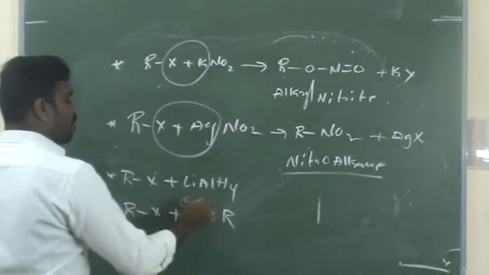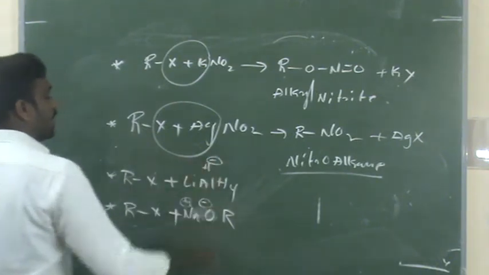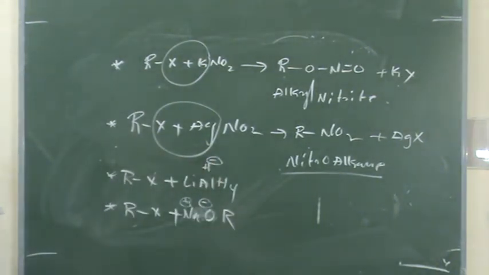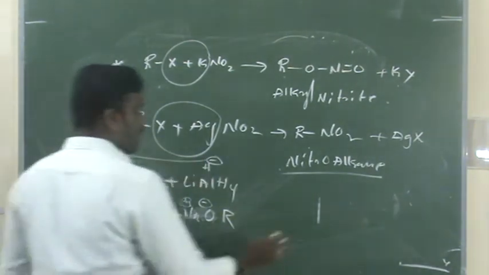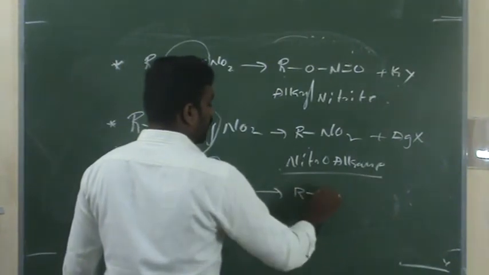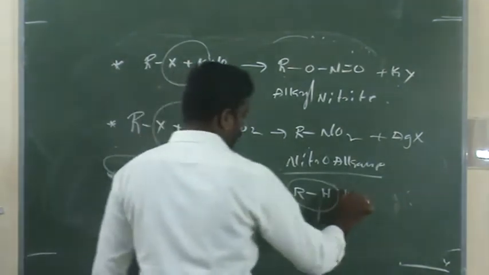So Na+ and OR-, lithium aluminum hydride. From lithium aluminum hydride we are getting H-. When this H- attacks here, this X is removed. Then we are getting RH. What are we getting? Hydrocarbon. RH is nothing but hydrocarbon.